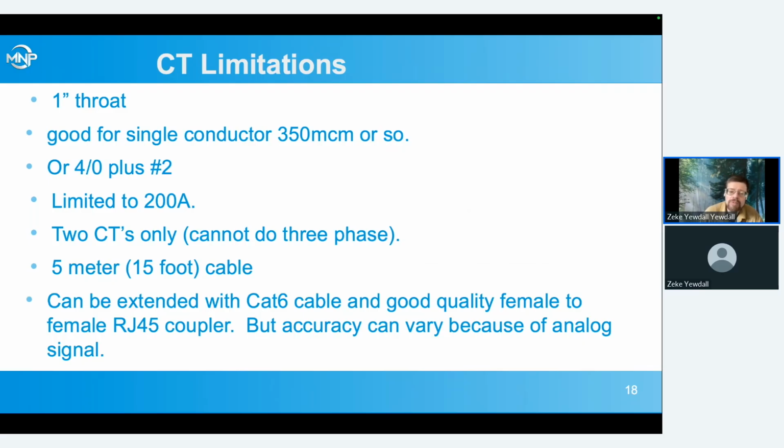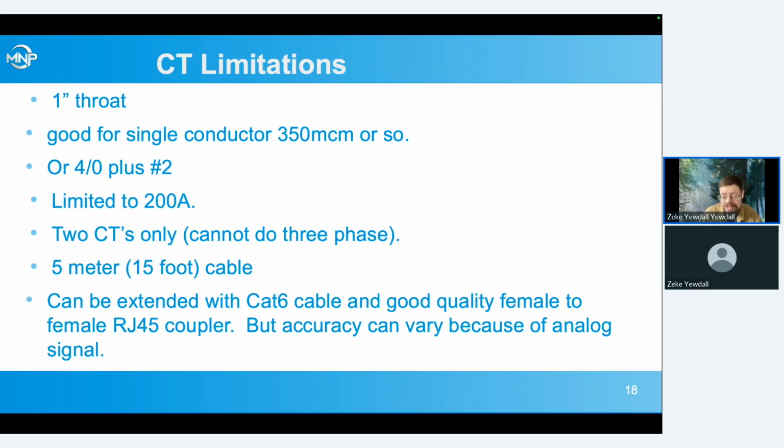So we want to usually limit that to about 100 feet. We've had people do 200 feet with a really nice Cat6 cable, and it seems to work. The accuracy might not be perfectly there, but it seems to work fine. But in general, we recommend no more than 100 feet, and get good quality Cat6 cable and good quality couplers to extend that.